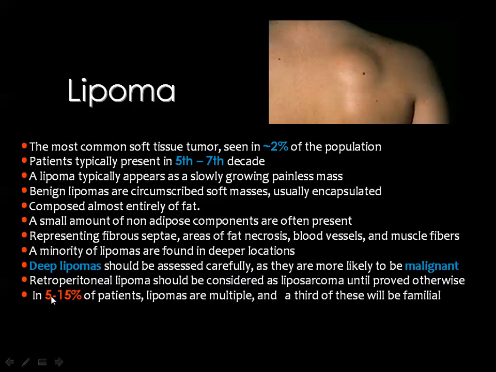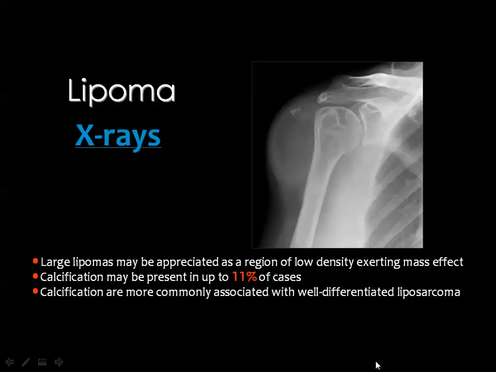Then, in 5 to 15% of the patients, lipomas are multiple, and you may see more than one. And I mentioned before that in the X-ray, you can see lipoma as a radiolucent mass related to the subcutaneous tissue, and the incidence of calcification is about 11% in this particular type of tumor. Then you should know that calcium is commonly seen also in liposarcoma, and this is not considered a feature of a benign lesion.